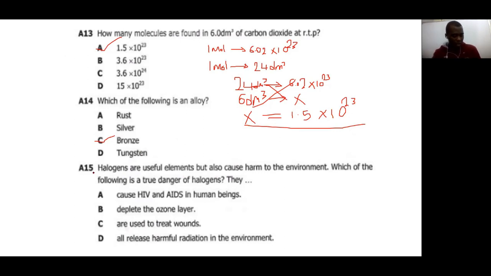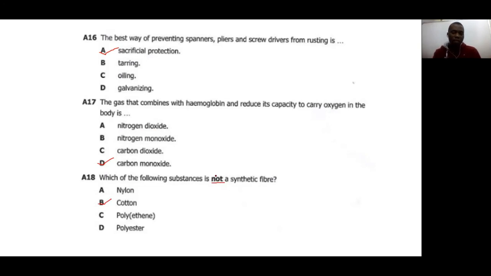Okay. A15, the question reads, halogens are useful elements, but also cause harm to the environment. Which of the following is a true danger of halogens? So this one is not true. They don't cause HIV and AIDS. They are used to treat wounds, so this one is not a dangerous thing. Treating wounds is not a dangerous thing. Do they all release harmful radiations? No, they don't release radiations. The only danger they pose is in the form of tetrachloromethanes or something, that's when they tend to contribute to the depletion of the ozone layer. So the best answer here is B. Which of the following is not? So we are emphasizing on not, and that is how we can best find our answer.